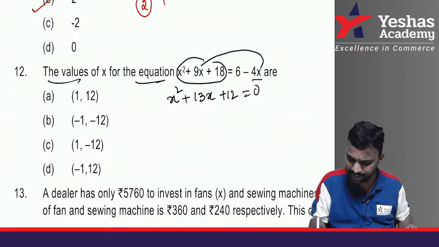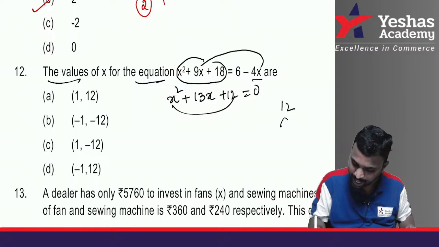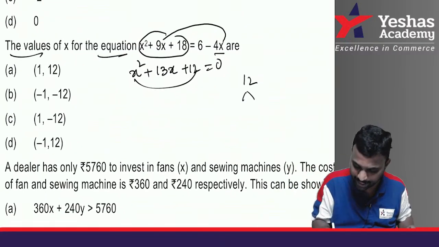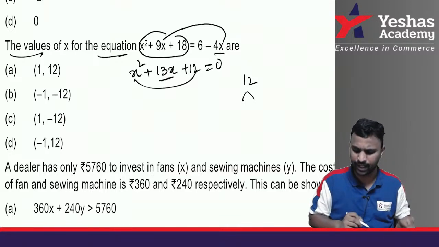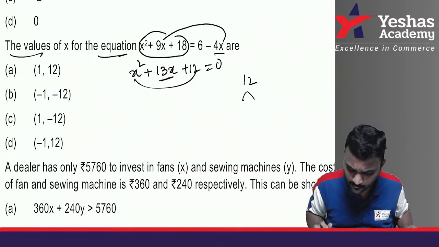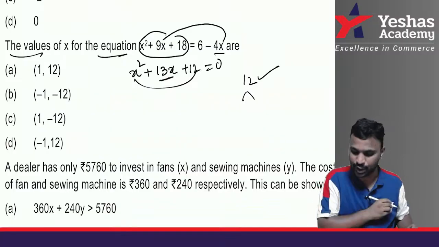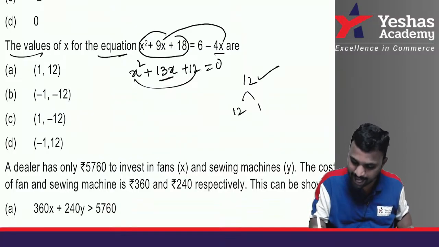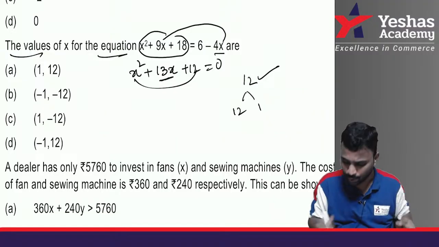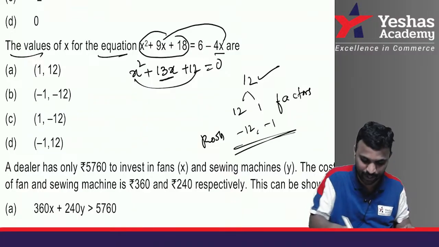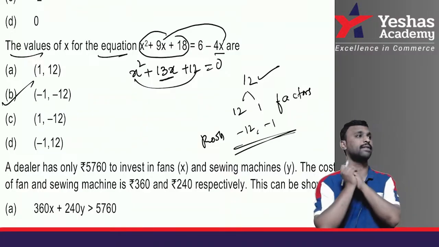Try factorizing it, guys. So 12 into 1 is 12. Get me the two factors in such a way that by adding the two you get 13, and by multiplying the two you must get 12. So obviously it is 12 and 1. 12 and 1 are the factors. Obviously the roots are going to be minus 12 and minus 1. That means option B is the right answer.